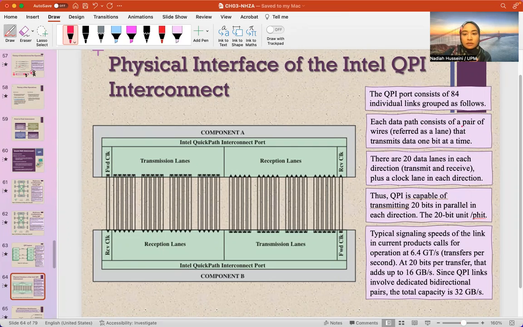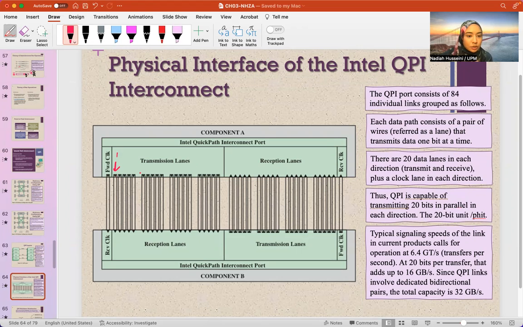So each data path consists of a pair of wires, referred to as a lane, that transmits data 1 bit at a time. So only one data bit at a time. Thus, the QPI is capable of transmitting 20 bits in parallel.